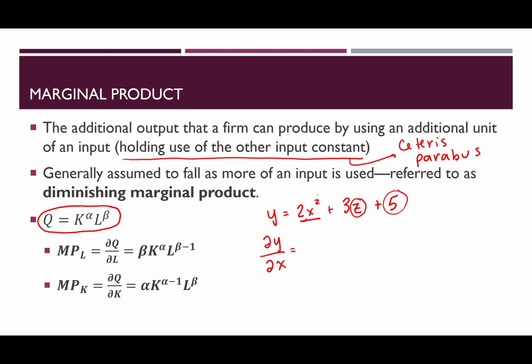So starting with our first term, we have an X, so we'll apply that power rule. So we'll have 2 times 2, that gives us 4. Subtract 1 from that exponent on X, that gives us X to the 1 power.